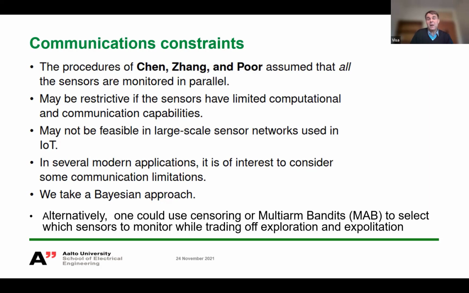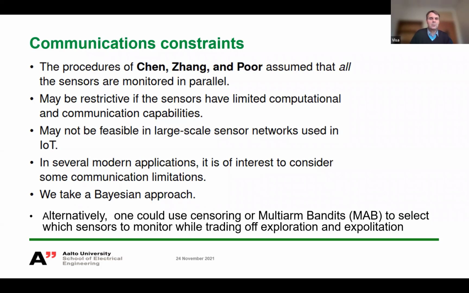And in fact, what we want to do is to impose some communication constraints on this problem. We also take a Bayesian approach to the problem because it allows you to do some analytical work, and the deterministic problem formulation may not be feasible then. There are also other ways that you could control this amount of data to be transmitted.